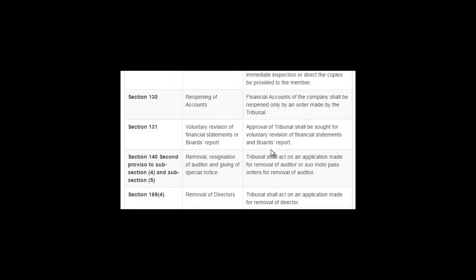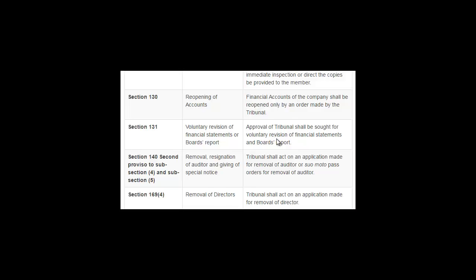Section 131 talks about voluntary revision of financial statement or board report. Approval of the tribunal shall be sought for voluntary revision of financial statement and board report. So now if you want to voluntarily revise the financial statement and board report, you have to take approval through NCLT. The procedure is still in arrears. It will come in a future aspect. We have to see what that would be.